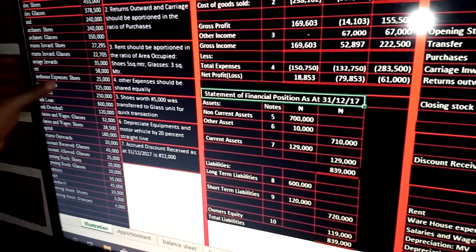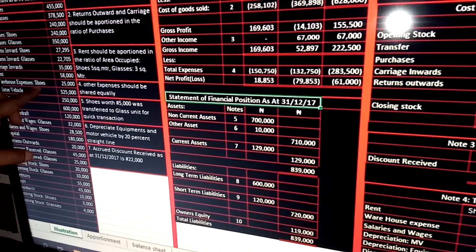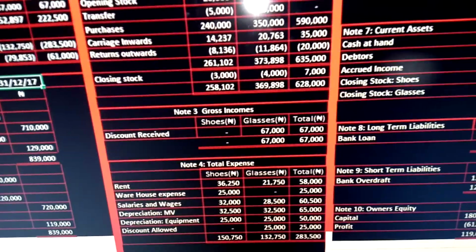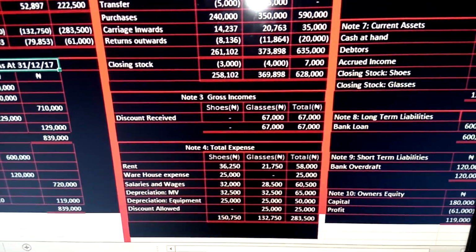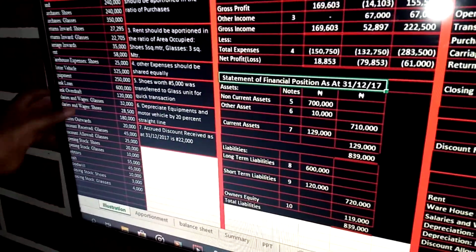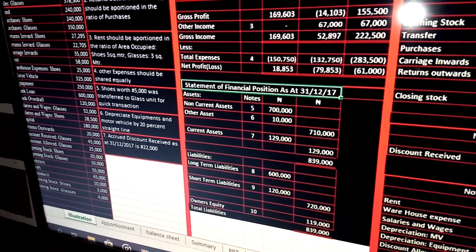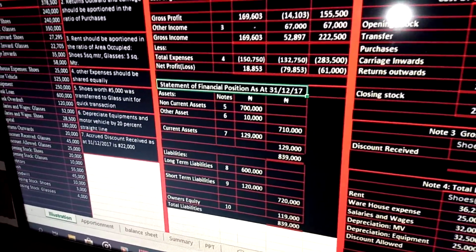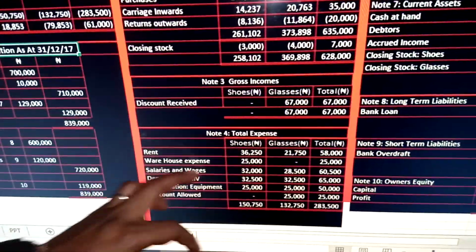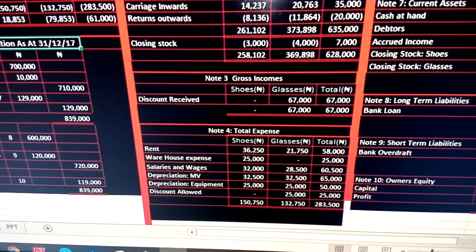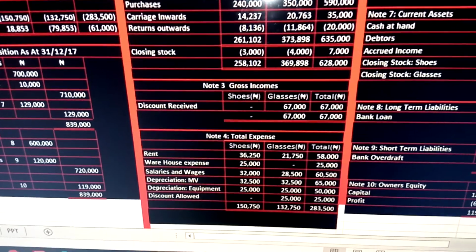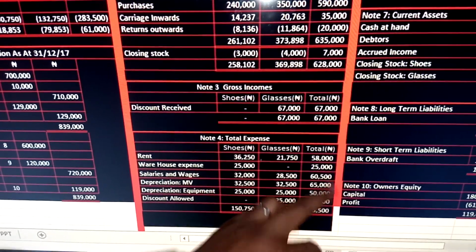The next one, after rent, we have warehouse. It's a direct apportionment. Shoes. So we just pick it directly. Warehouse expense under shoes, 25,000. The next one, we have salaries and wages. Glasses is 32,000. Shoes, 28,500. So we can see salaries there under shoes, 32,000. Under glasses, 28,500. So if you add, you have 60,500.